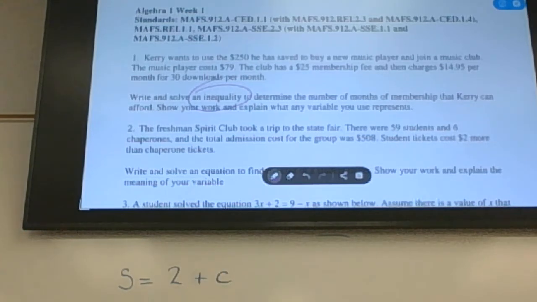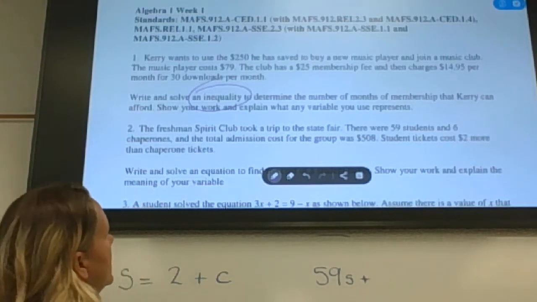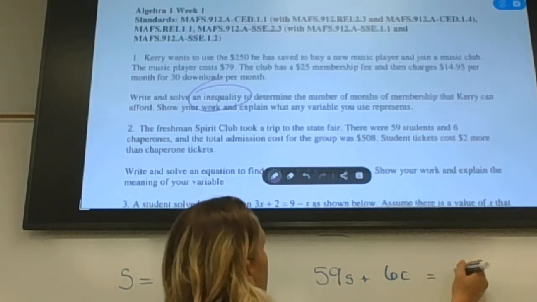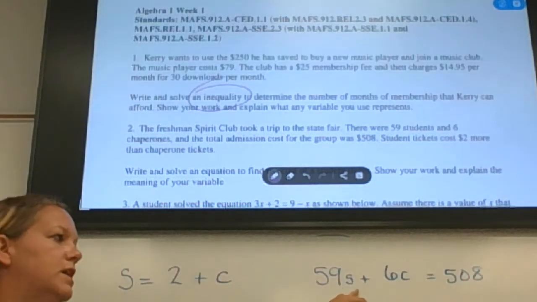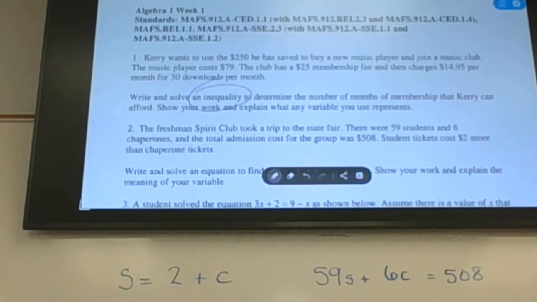Alright, so student tickets cost 2 more than chaperone tickets. That's the first equation I saw. S equals 2 plus C. Student tickets cost 2 more than chaperone tickets. Students equals 2 plus the chaperone tickets. Now, 59 students plus 6 chaperones tickets cost $508. 59 student tickets with 6 chaperone tickets gave us $508 as a total cost.